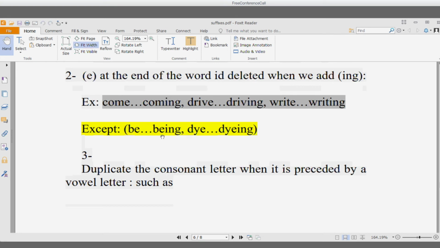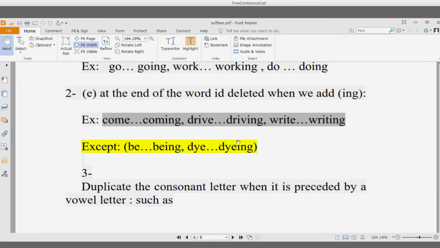Except be, being, die, dying. طبعا لكل قاعدة أكو استثناء أو لكل قاعدة أكو شواذ. يعني نستثني من هاي القاعدة عند البي والداي. ذول الكلمتين ما تحذف الإي بنهاية الكلمة، وإنما فقط يعني نضيف ing، تبقى على حالها ونضيف ing. be, being, die, dying.